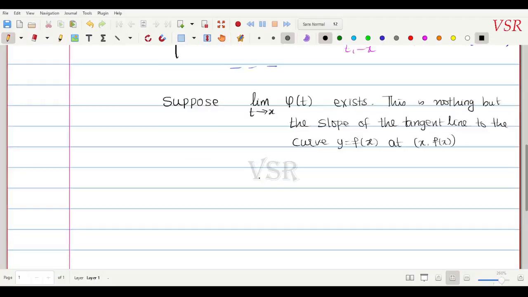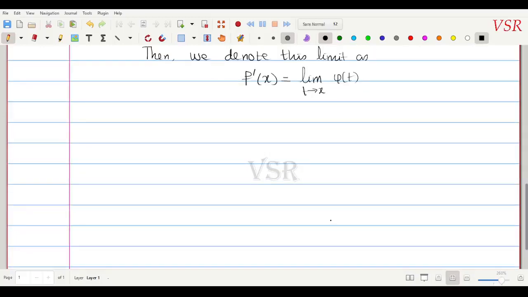Okay, so now if this exists, we denote this limit as f dash at x. This limit exists, and this is what we take as f dash of x, which is equal to the limit of phi of t where t tends to x. This is very important. So I'll write that f dash of x is equal to the limit as t tends to x of f of t minus f of x divided by t minus x. If we want to state this more neatly using epsilon and delta, what would you do?